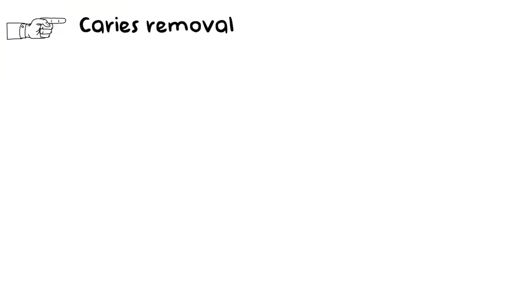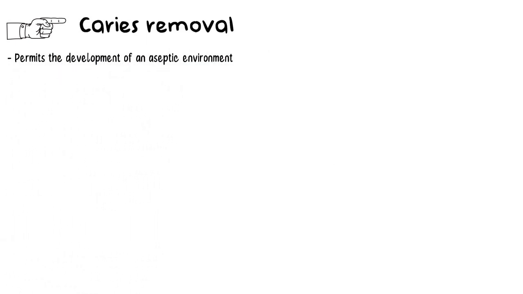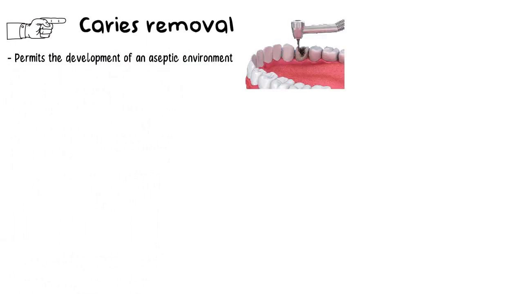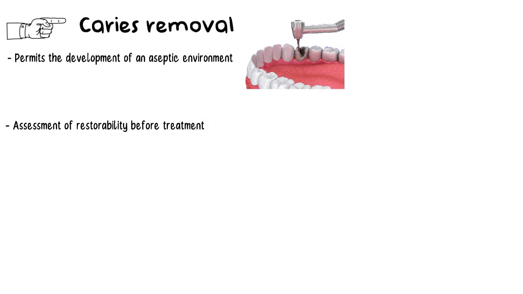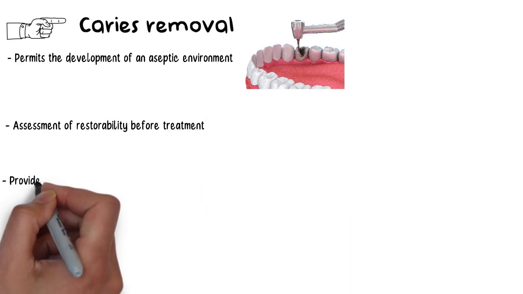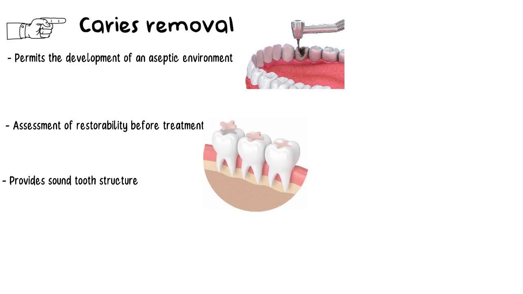Caries removal is essential for several reasons. First, removing caries permits the development of an aseptic environment before entering the pulp chamber and the radicular space. Second, it allows for assessment of restorability before treatment. Third, caries removal provides sound tooth structure so that an adequate provisional restoration can be placed.